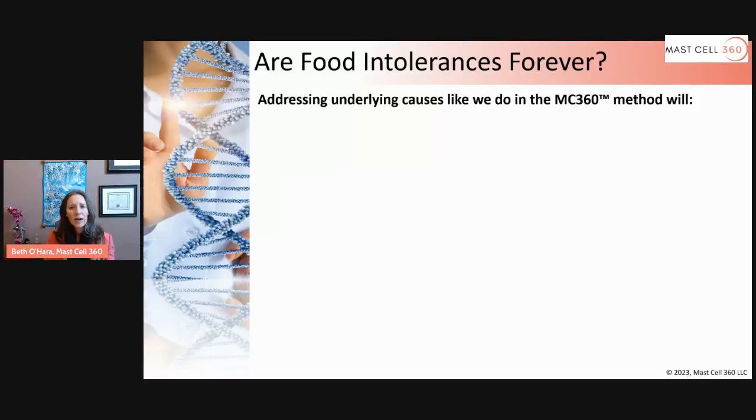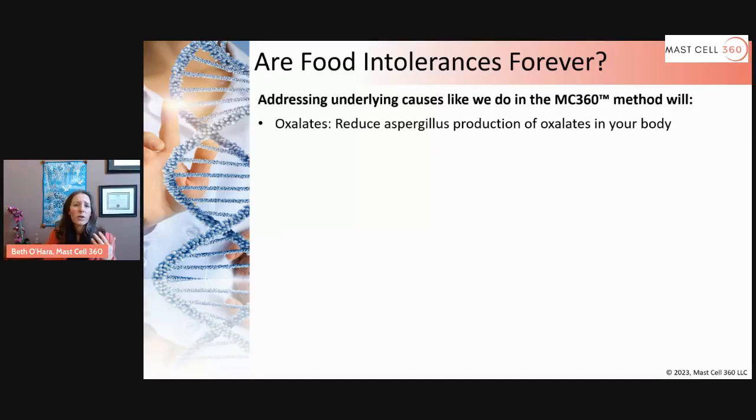So let me talk to you about how we do that. If we look at oxalates, well, if we work on mold colonization, we're going to reduce oxalates in our bodies by reducing aspergillus production of oxalates. So that's one way that people can be stuck with oxalates, is if we've got aspergillus growing in our guts or in our sinuses. Studies have actually shown that it produces oxalates as part of its cycle. So if we get rid of that, all of a sudden you've taken your oxalate load down quite a bit.